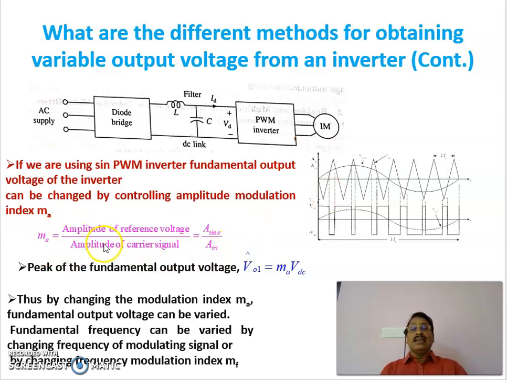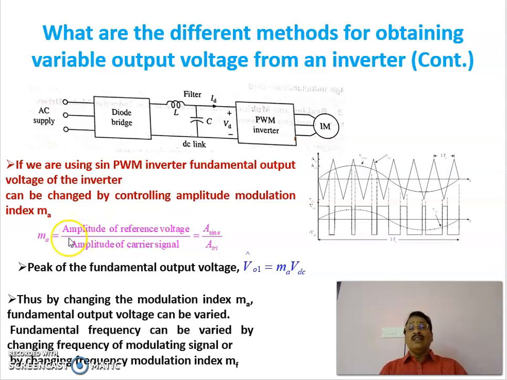The amplitude modulation index, MA, is the ratio of the maximum magnitude of the modulating signal, or reference signal, divided by the maximum magnitude of the carrier signal, the triangular signal. Another is the frequency modulation index, MF. MF is the ratio of the frequency of the carrier signal, the triangular signal, to the frequency of the modulating signal. That is what we call MF, the frequency modulation index.